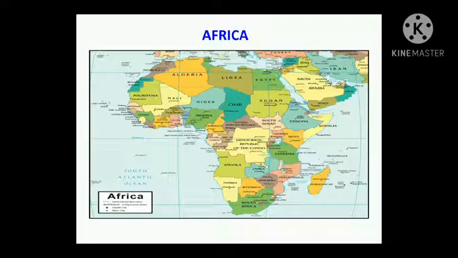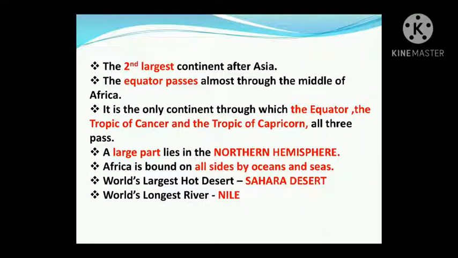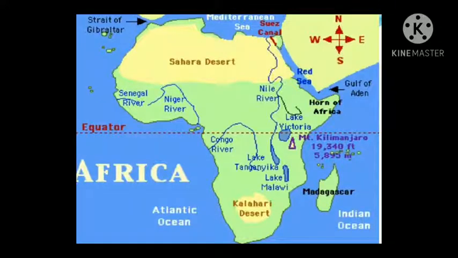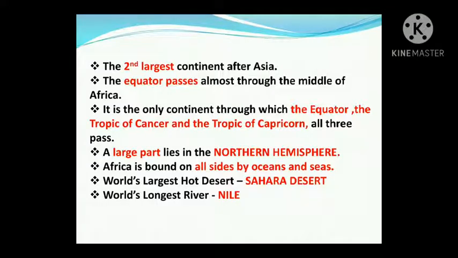Africa is the second largest continent after Asia. And it is very important because the equator passes almost through the middle of this continent. And it is the only continent through which the equator, the Tropic of Cancer and the Tropic of Capricorn, all 3 pass. And a large part of Africa lies in the northern hemisphere. And it is also bound on all sides by oceans and seas.